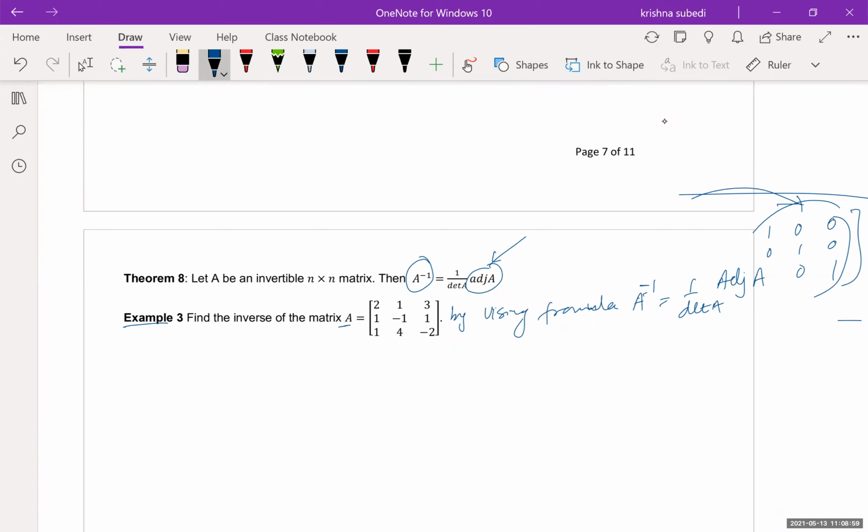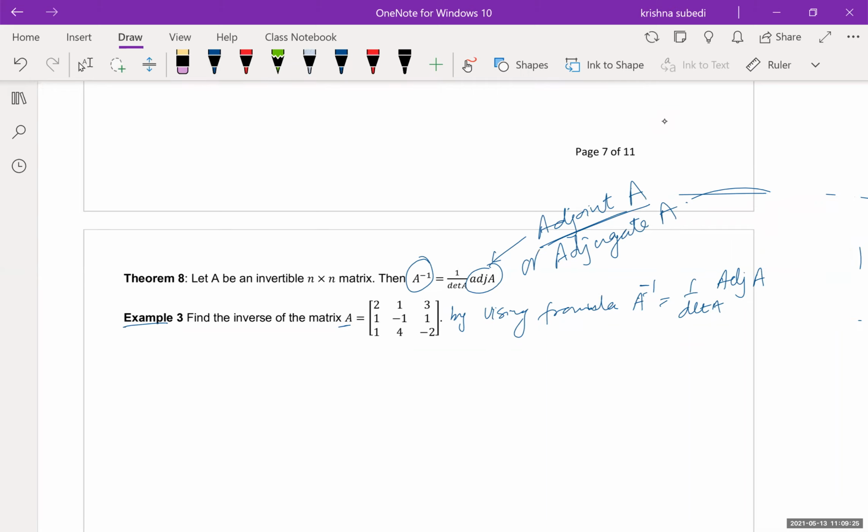So this is the adjoint of A. In short, we'll write ADJ A, okay? So that's the full form, adjoint A, and in some books, it's written as adjugate as well. It's the same thing. Okay, using that, I trust that you know how to find the determinant. So let us find the determinant first.